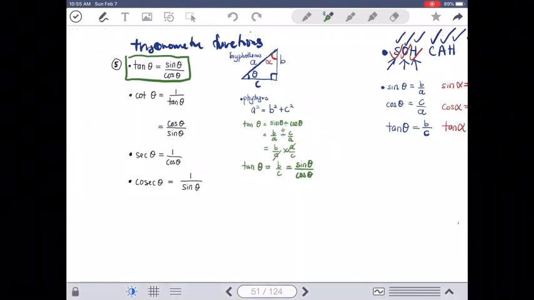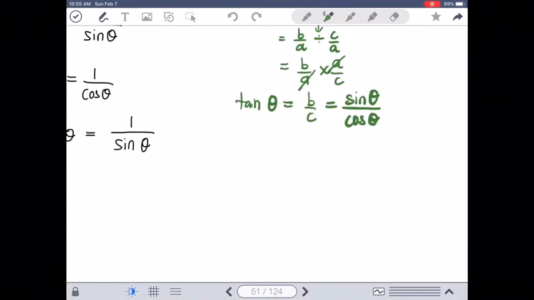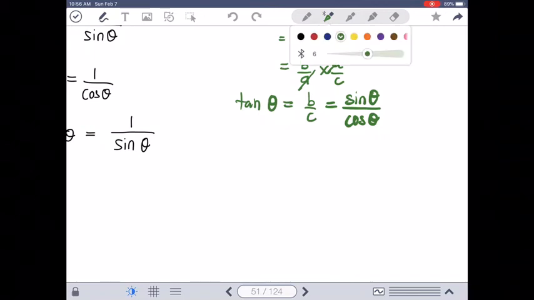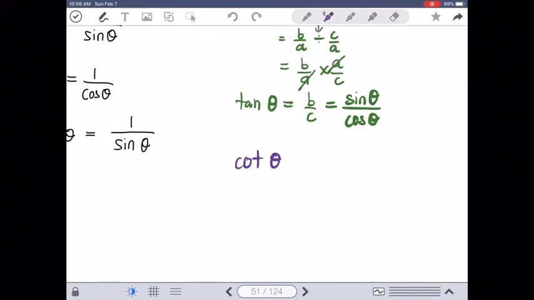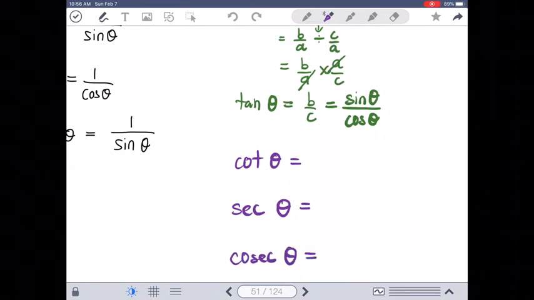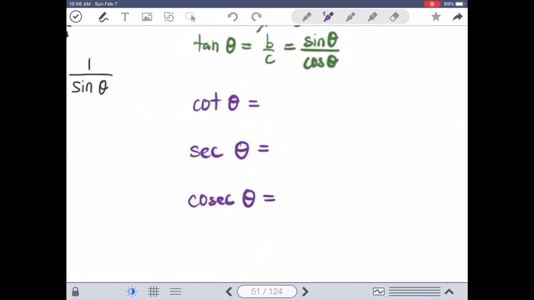And then we have the other three things. Cot theta, sec theta, and cosec theta. So cot theta is just equals to what? Sec theta is just equals to what? Cosec theta is just equals to what?